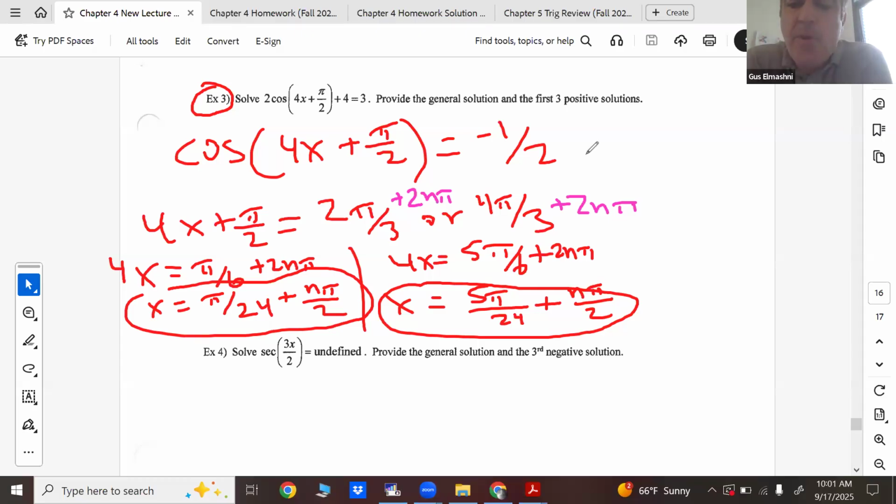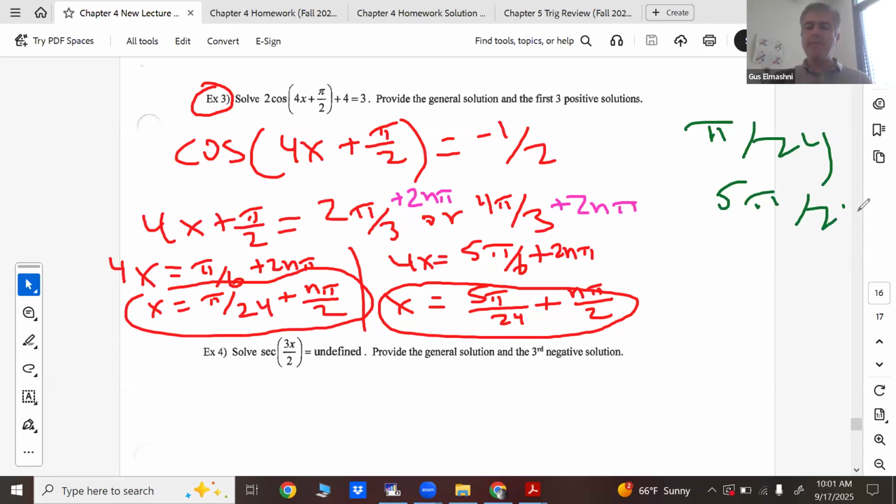Okay, guys, try example 4 now. Oh, we need to find 3 positive answers too. Sorry. The very first 3 positive answers for example 3. Yeah, good. I would agree.